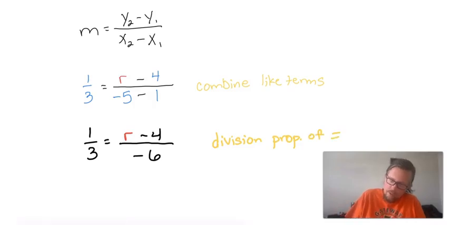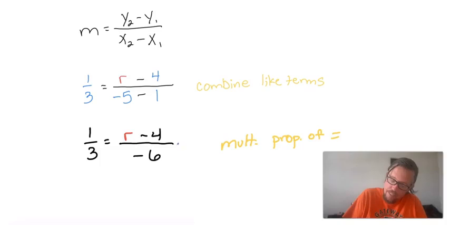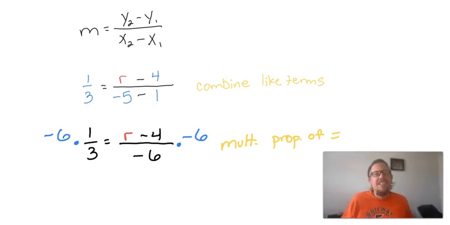Ugh, did I just write out the whole word division when I meant multiplication? Yes, I did. Oh my gosh, all that wasted time. I'll never get it back. The multiplication property of equality, because we're going to multiply by -6. I was thinking it's divided by -6, and I wrote division. Oh my gosh, so embarrassing. We're going to multiply both sides by -6.